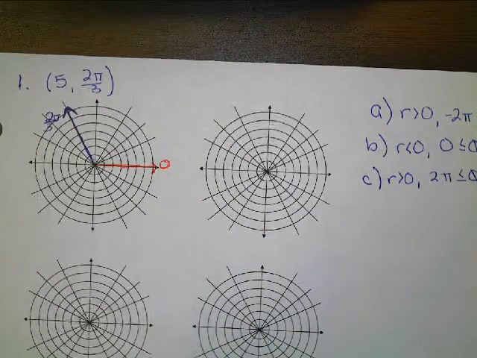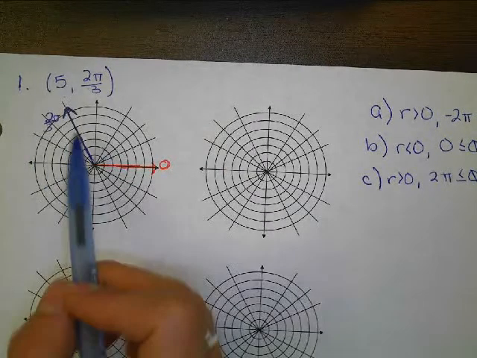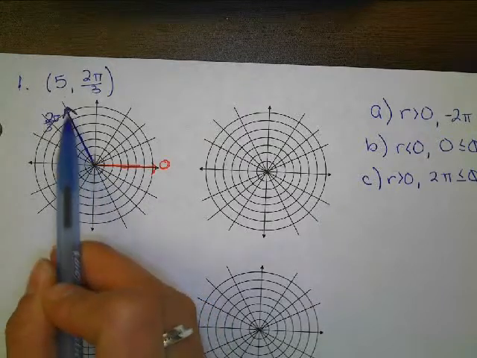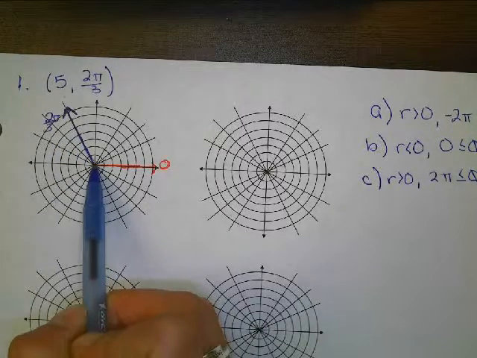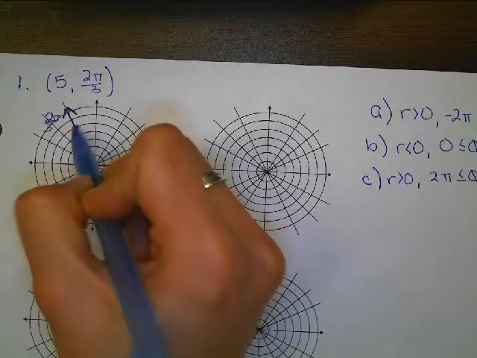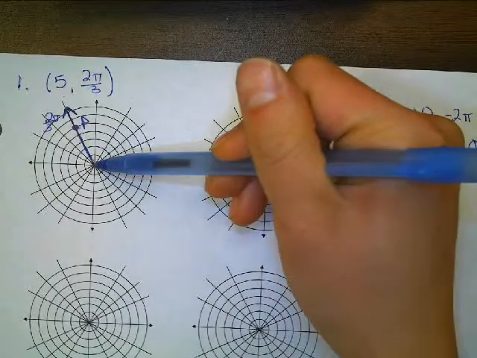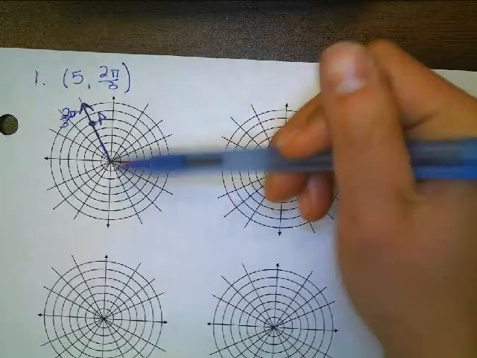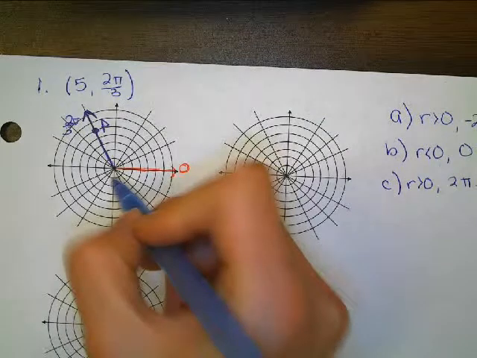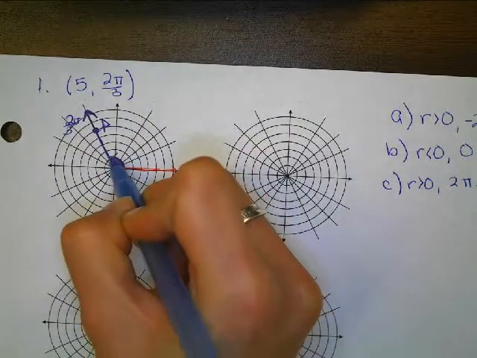Now, since my radius here is 5, which is a positive number, it goes in the same direction as my angle. So since my angle is going 2 pi over 3 here, I'm going to go up 5. And my point is going to lie right there. That is 5 units away from our center here, our pole, on the 2 pi over 3 angle. So this angle right here is 2 pi over 3.